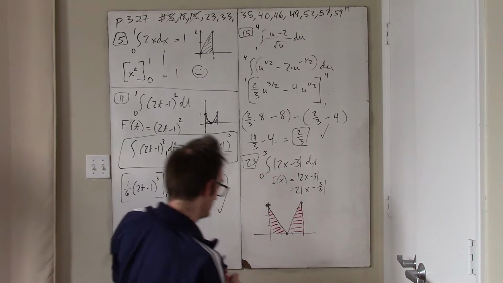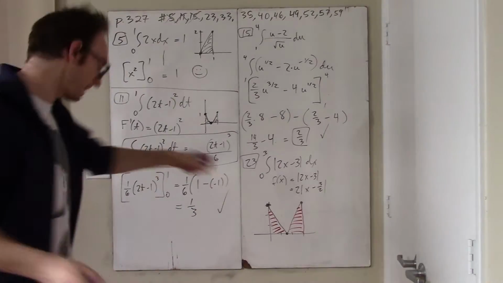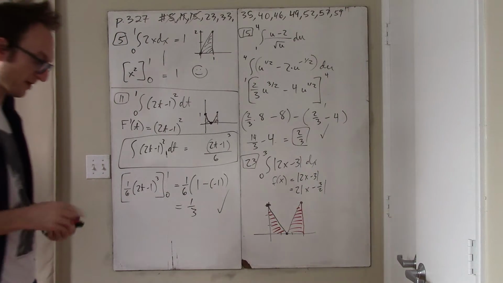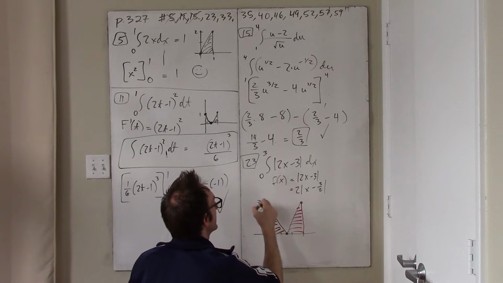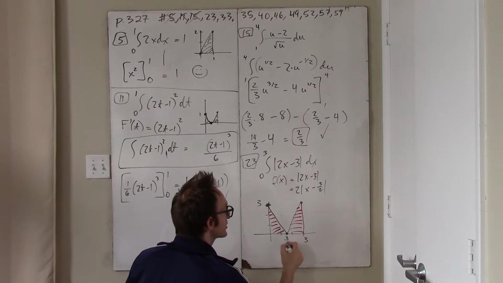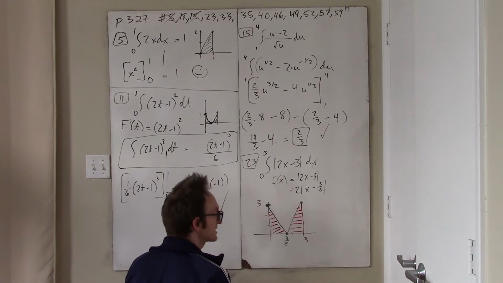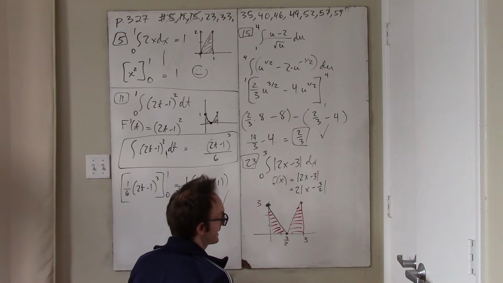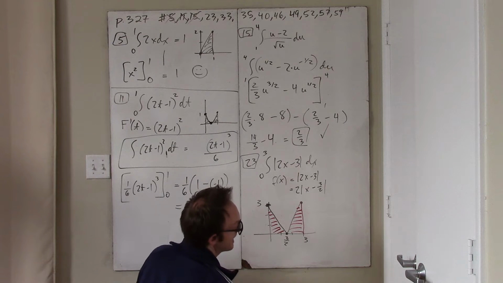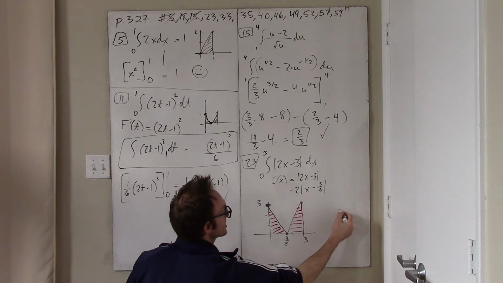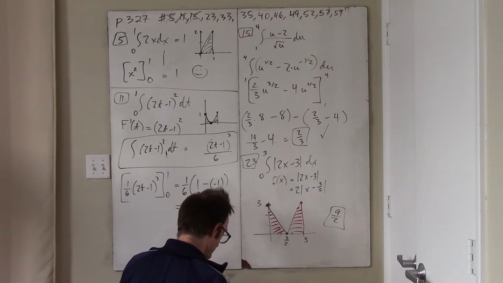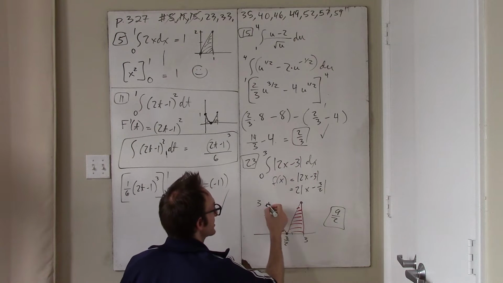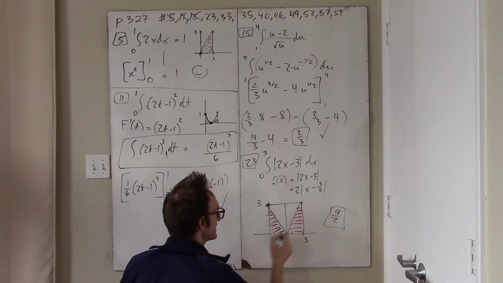And now it just becomes a matter of finding the area of all that red stuff. This is 3 over here. This is 3 over here. This is 3 halves. Well, this is just clearly half of this 3 by 3 square. And so the answer to this problem is 9 halves. Do your favorite geometric argument to convince yourself of this.